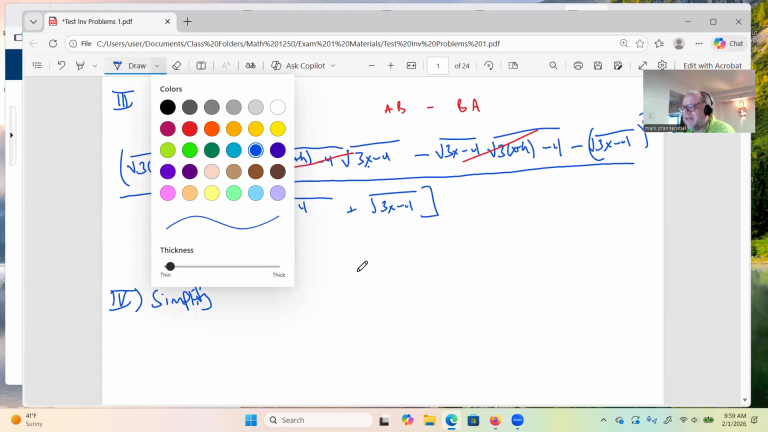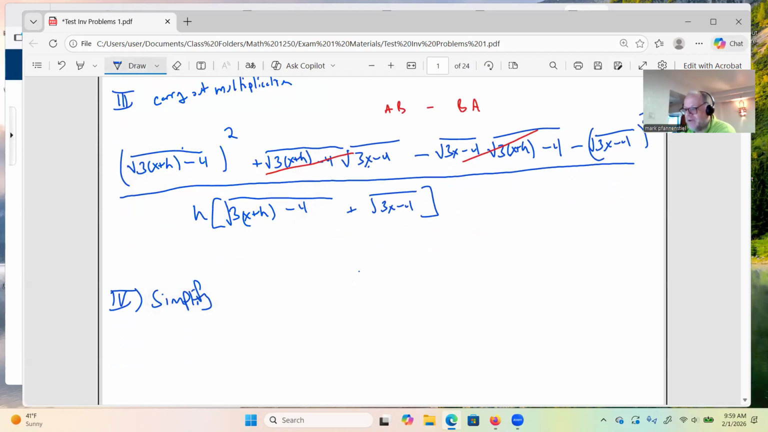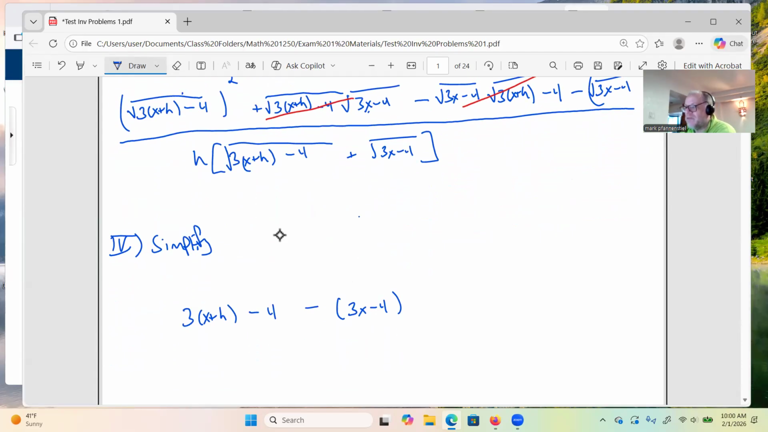So what's going to happen is this first bit here is going to be 3x plus h minus 4. Okay, that's this thing squared. It's this first square root squared minus parentheses 3x minus 4. We squared, so that got rid of our square root. We're not going to bother with the bottom. We're not going to do anything with it.